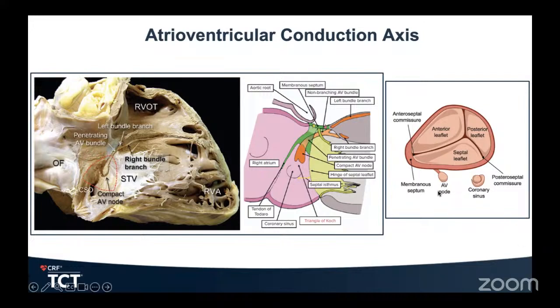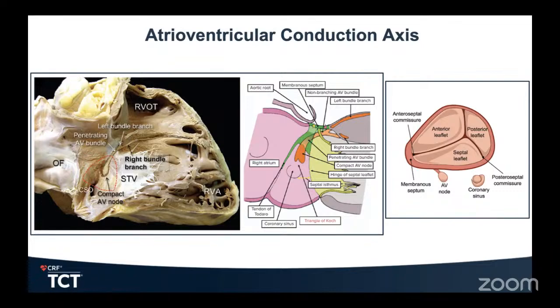And this is particularly relevant for all the procedures that we will be discussing today. The atrioventricular node is, of course, on the septal portion of the valve, so close to the septal leaflet, closer to the anterior leaflet, so in the anteroseptal position if we are looking at the tricuspid valve from above.